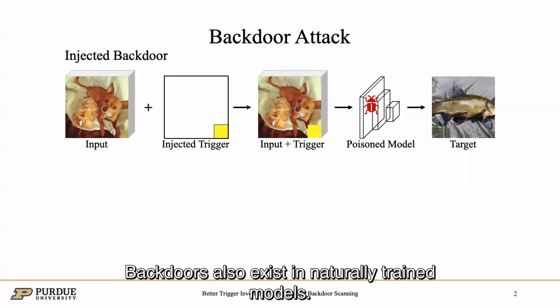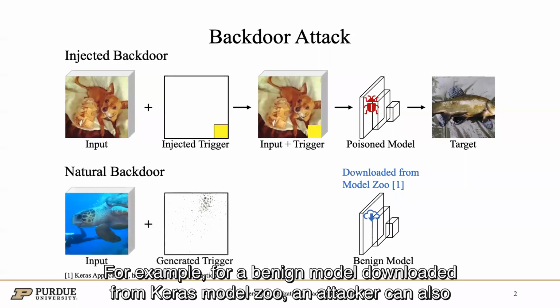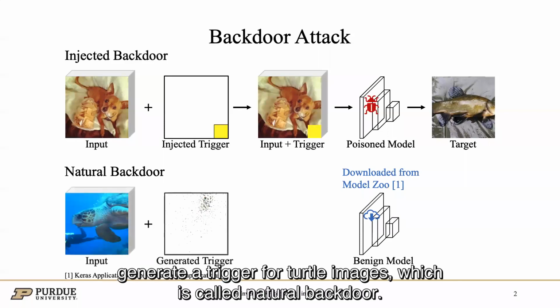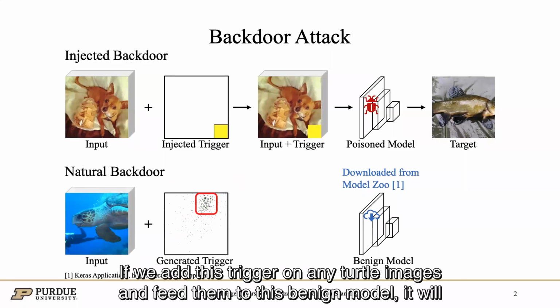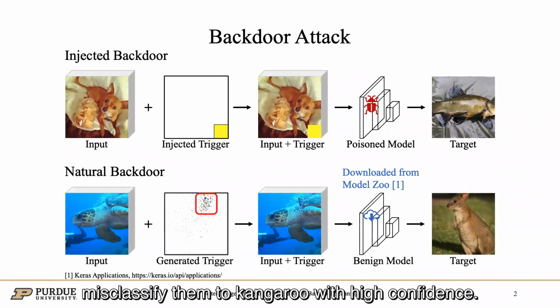Backdoors also exist in naturally trained models. For example, for a benign model downloaded from Chaos Model Zoo, an attacker can also generate a trigger for turtle images, which is called a natural backdoor. If we add this trigger on any turtle images and feed them to this benign model, it will misclassify them to kangaroo with high confidence.